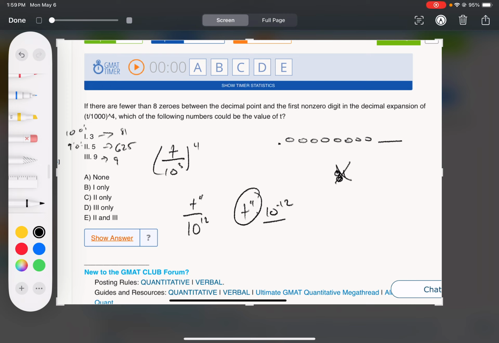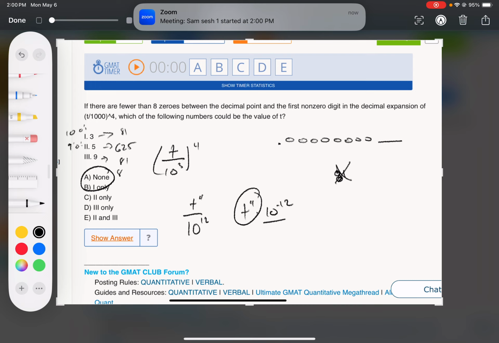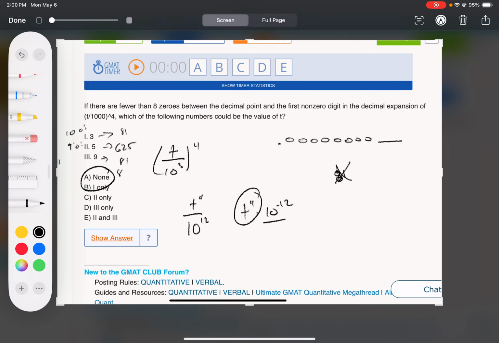9 to the fourth. Who knows what that is? Well, 9 squared is 81. And so it would be 81 times 81. If I do the math, let's see what's going to happen. It's only going to take up 4 spots, so that's not going to work either. This should be A. None of these are possible because none of them go to 5 digits. Okay? Redo that one on your own.